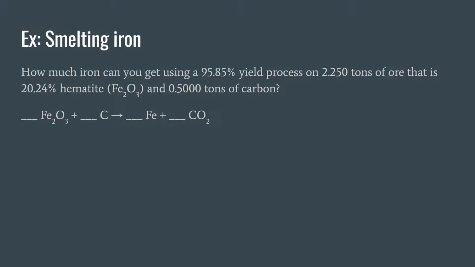All right. Anyway, 20.24% hematite and 0.5 tons of carbon. And the process is 95.85% yield. Okay. So we're going to need to do a lot for this one. First, we're going to need to balance the equation. Then we're also going to need to find out how much of the iron ore is actually our Fe2O3, because only 20.24% of this 2.25 tons is actually iron oxide. Once we have the actual amount of that, then we can compare the iron ore and the carbon mole to mole to find the limiting reactant.